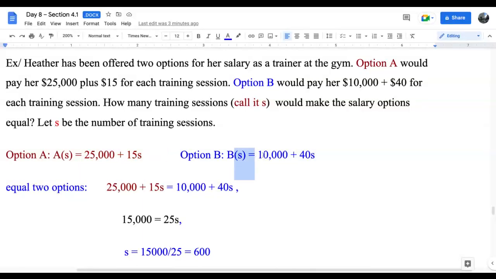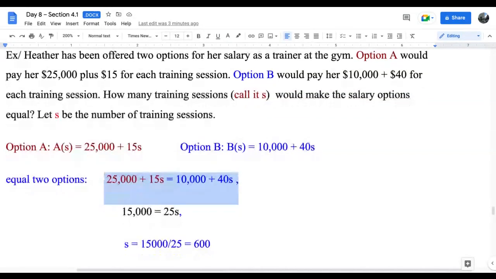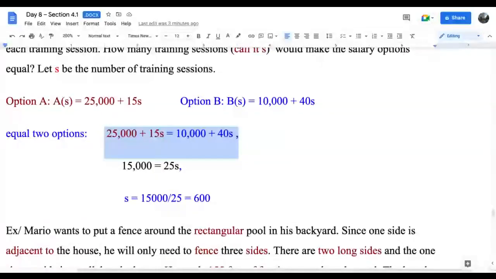Option B, she only gets $10,000 as a base salary, but then commission-wise, for each session, she gets $40. So when those two options cost the same amount, we just set those two functions equal. Then we solve S from there.